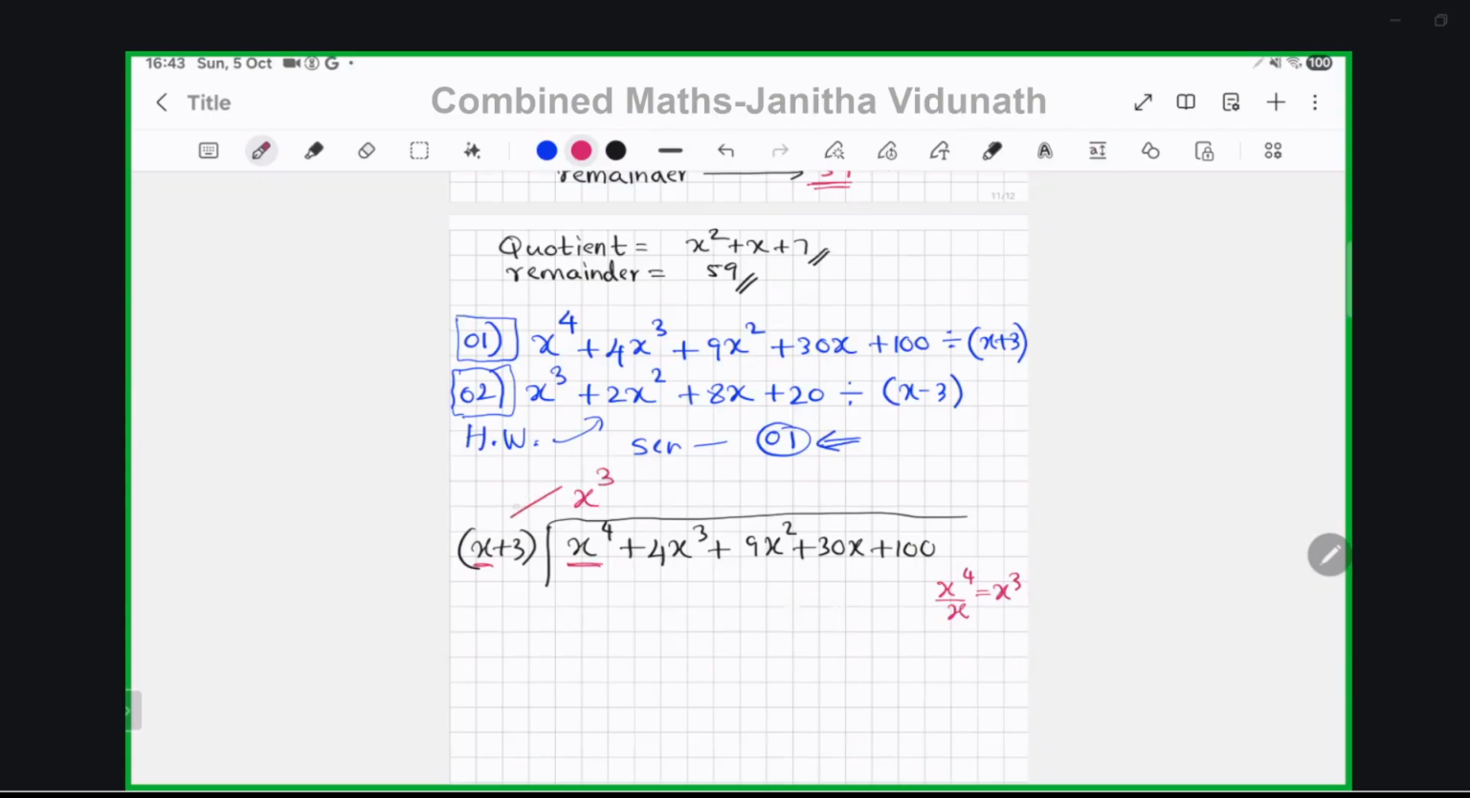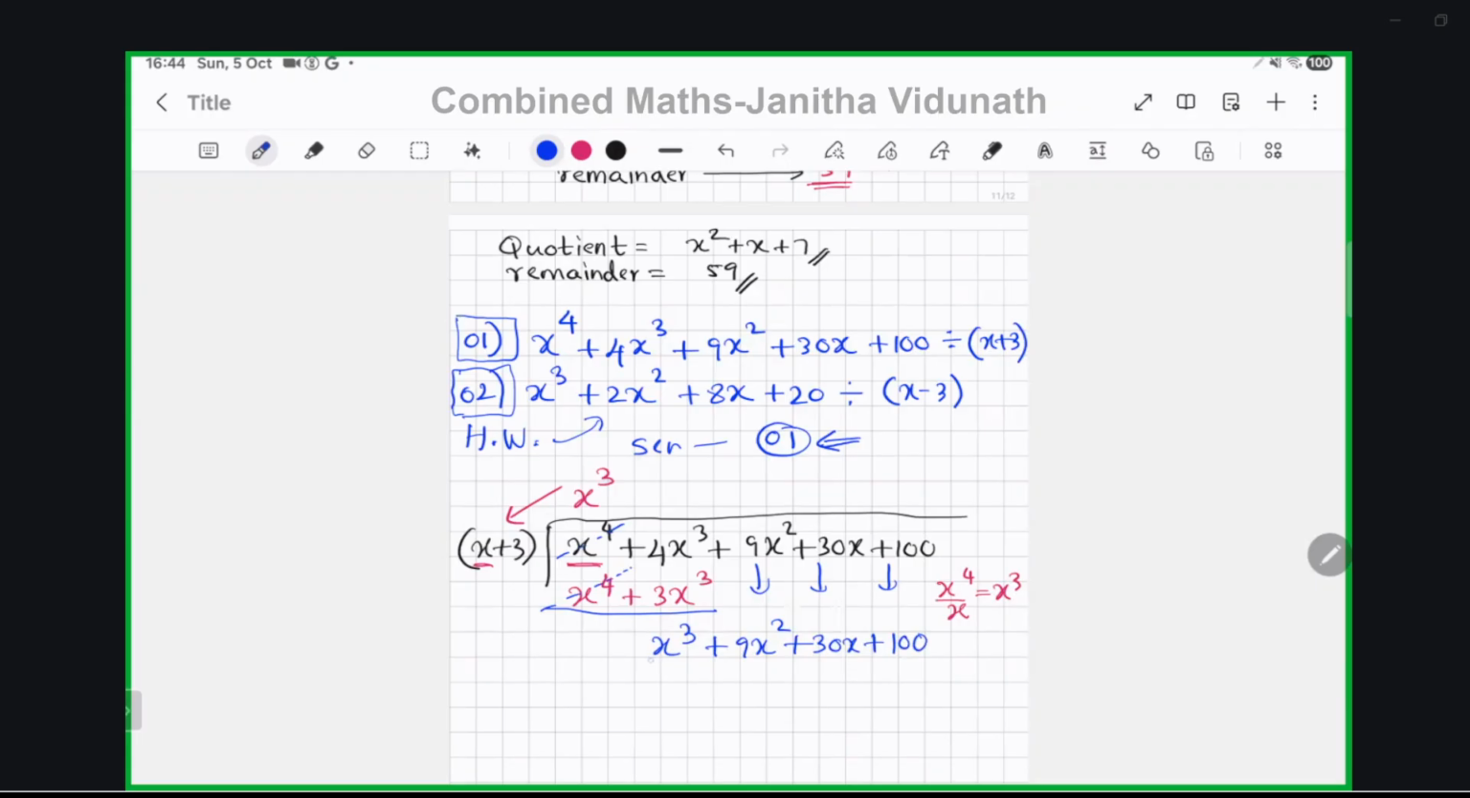Then we need to multiply this with the entire divisor. Then we will get x to the power 4 plus 3x cube. Then we need to subtract. When we subtract, these two terms are cancelled out. Then we remain with x cube. Then we need to bring down these terms: 9x square plus 30x plus 100.